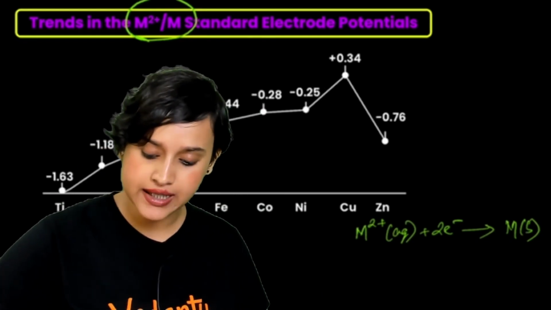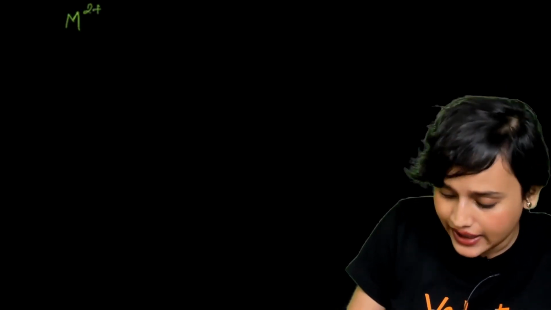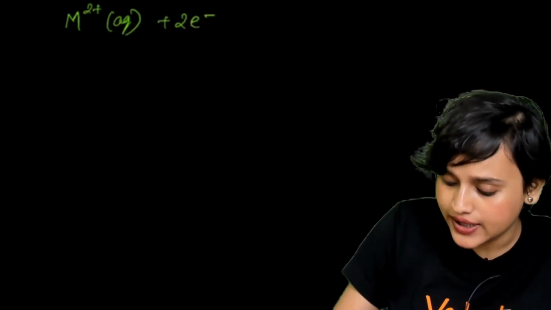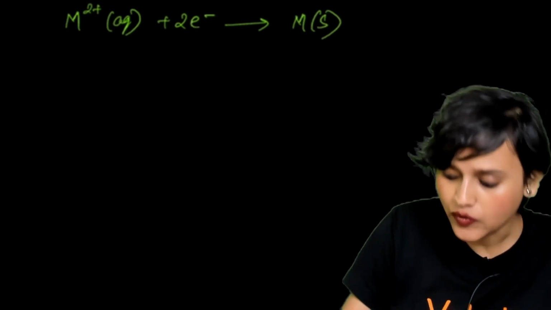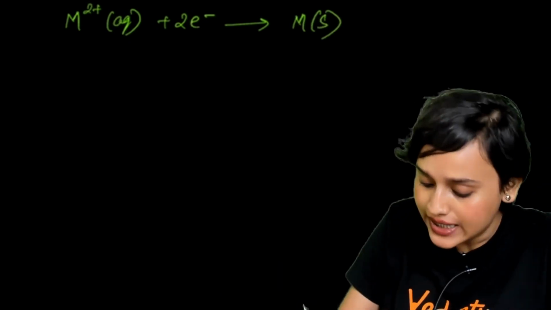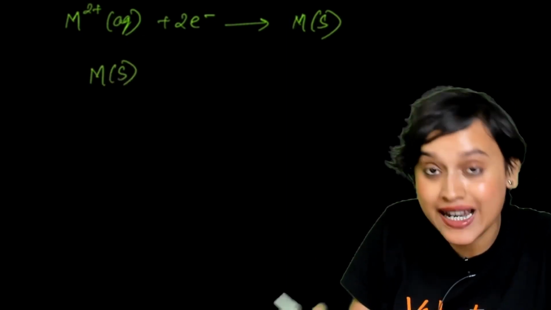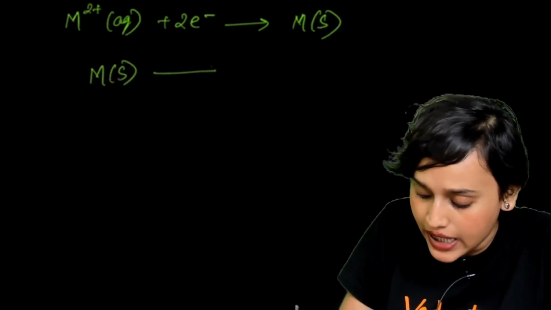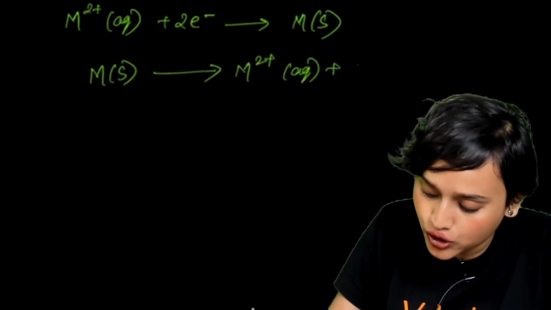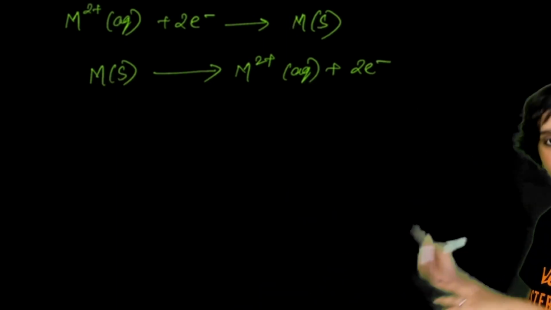Now it's time for us to understand. So we're going to write exactly the opposite of it. What did I write? I wrote M2+, in the aqueous state, grabbing hold of 2 electrons to form M solid. But that's not what I'm going to write now. I'm going to write exactly the opposite of it, just so that we understand this concept better. So M solid form is supposed to become M2+ aqueous, and it is supposed to lose 2 electrons, right?